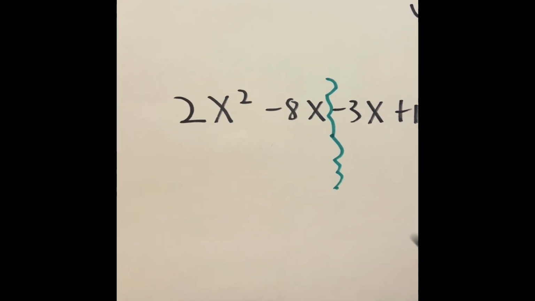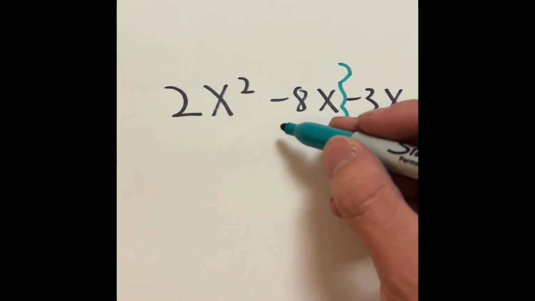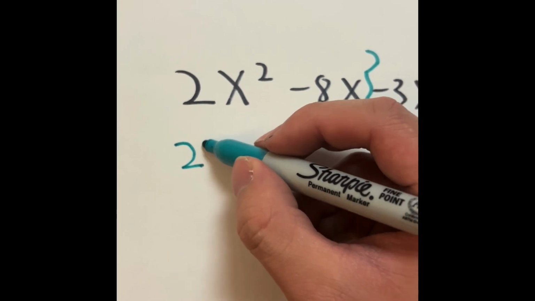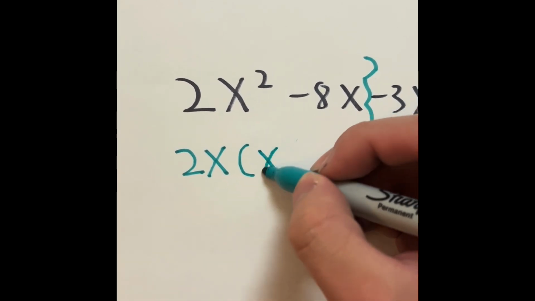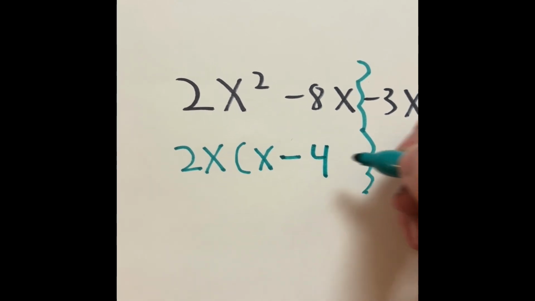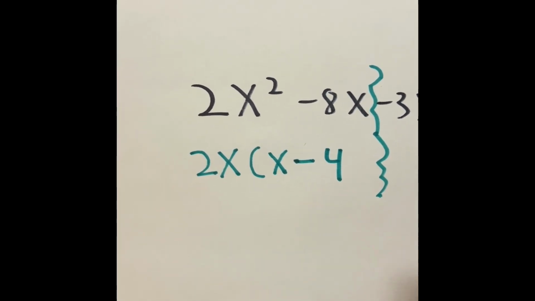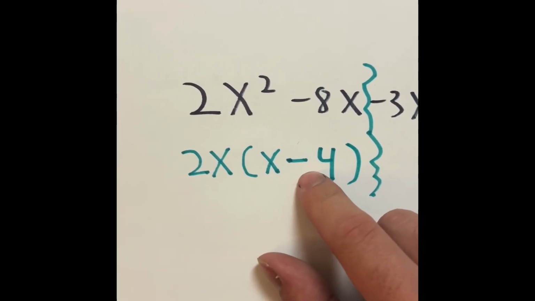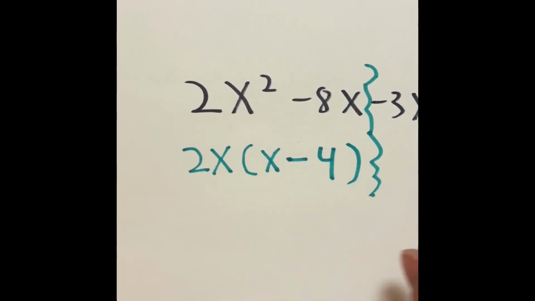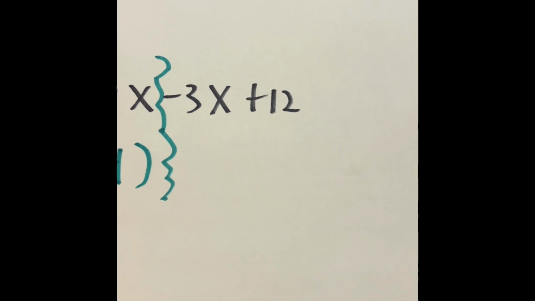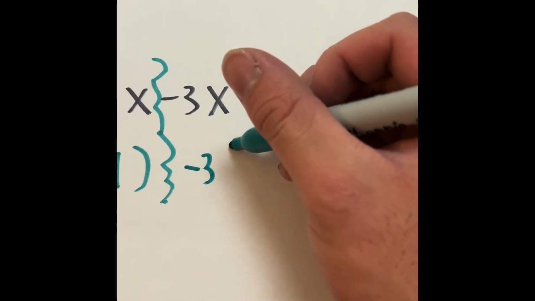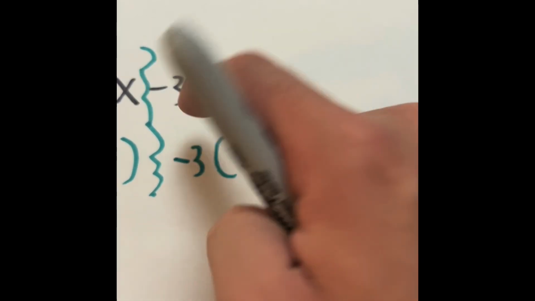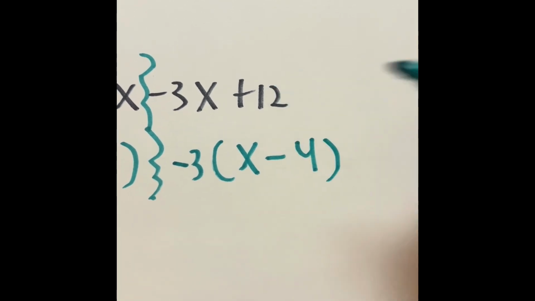So here's what's going to happen. We have 2x squared and a minus 8x. What can we do to expand it? Well, we can factor out 2x, leaving x minus 4. When you do that, 2x times x is 2x squared, and 2x times negative 4 is negative 8x. On the other side, we have negative 3 times x minus 4, because negative 3x is right here, and negative 3 times negative 4 is positive 12.